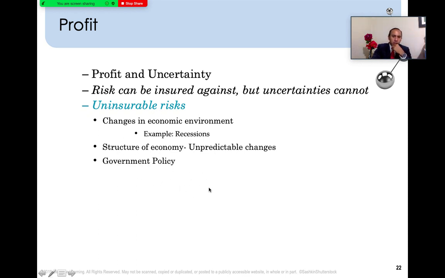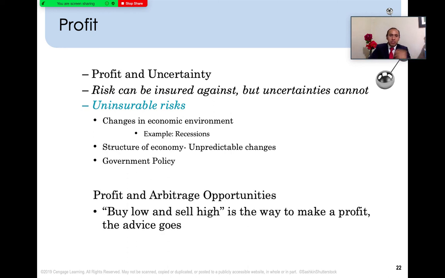Government policy. Often businesses want to know which candidate will go into office because of the government policy that can either favor business or not favor business, or have more regulations or fewer regulations, and that can affect business activity.